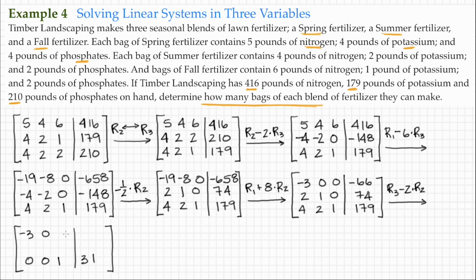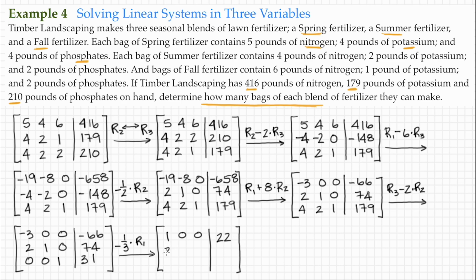Negative 3, 0, 0, negative 66, 2, 1, 0, and 74. And as you can see, we finished this column also, so we have this one yet to do. And as you can see right here, this is negative 3 and negative 66. So we'll do negative 1/3 times row 1. Negative 1/3 times negative 3, there's 1. That's 0, and then 0. Bring down the vertical line. Negative 66 times negative 1/3, that's 22. Close off our bracket. Bring over the rest of the values.